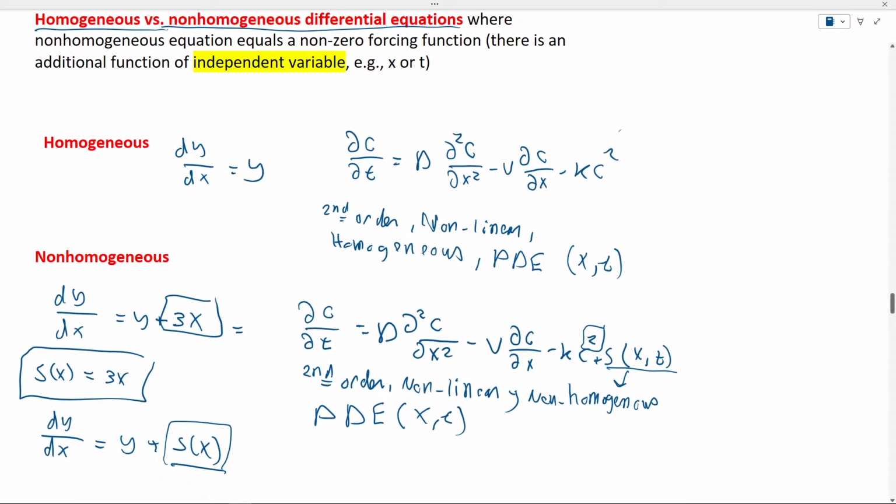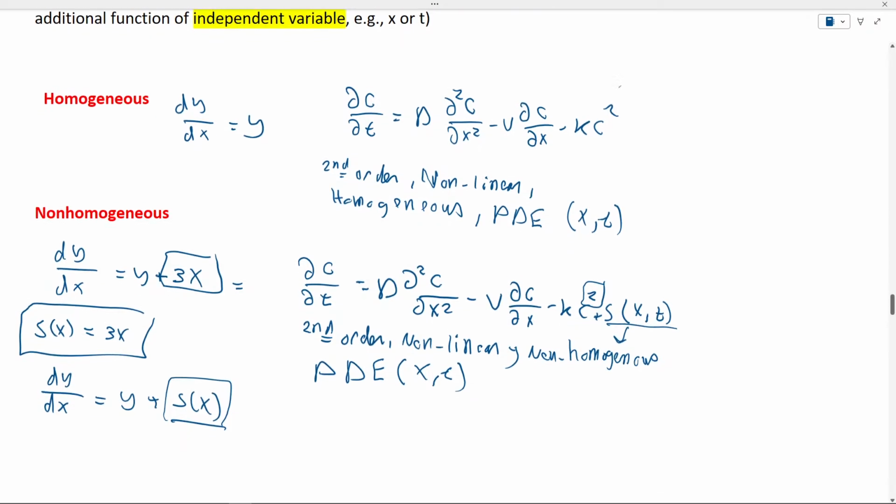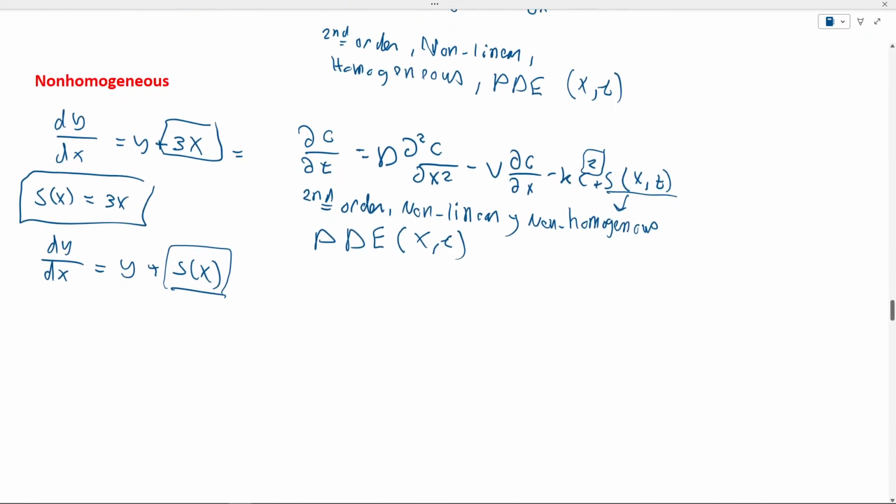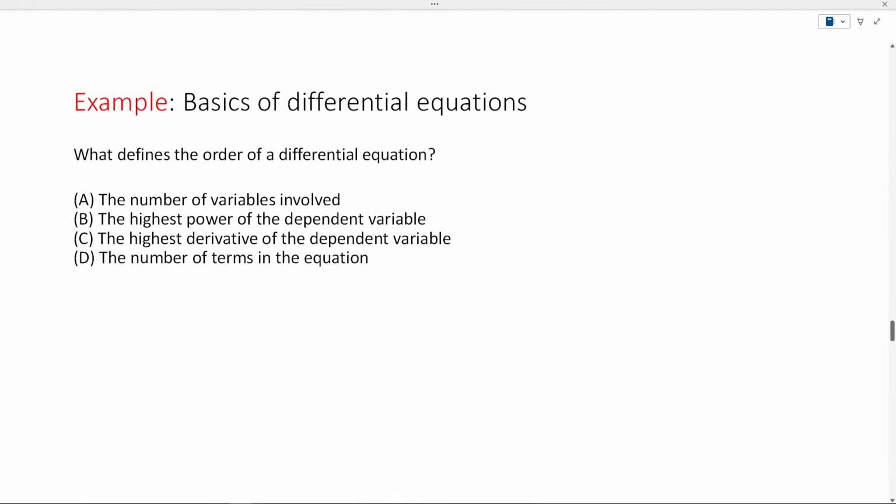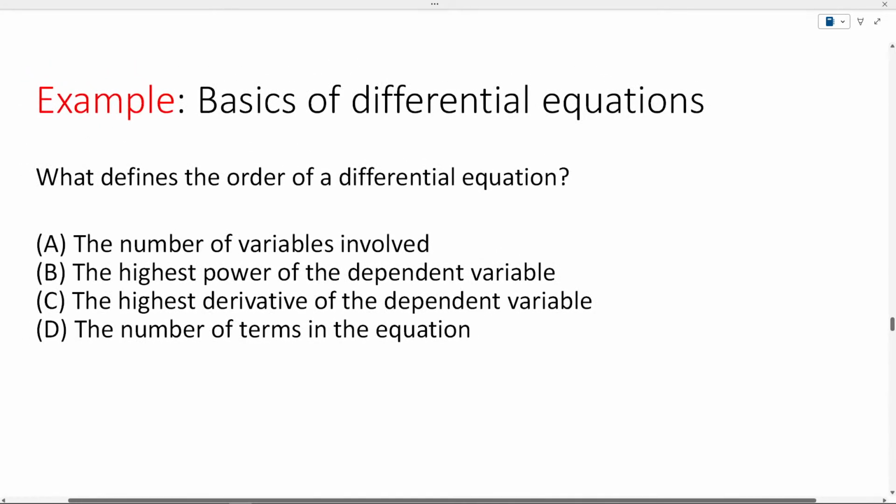That's basically why learning these things is important. So let's see an example here. Let's see how we are doing in time. I think this lesson is important, so I can take more time. So, basics of differential equations.